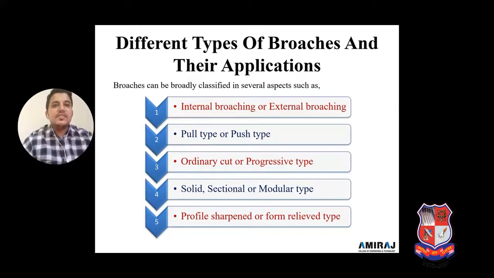So today we are starting with how the broach can be broadly classified into several aspects, such as internal broaching and external broaching. This classification is as per these configurations: internal broaching, external broaching, then pull type and push type, which we already learned yesterday, ordinary cut and progressive type. Ordinary cut means specific cuts are there, and progressive types we learn today: solid, sectional and modular type, and the last one is the profile-shaped or form-related type. So let's start with each and everything.